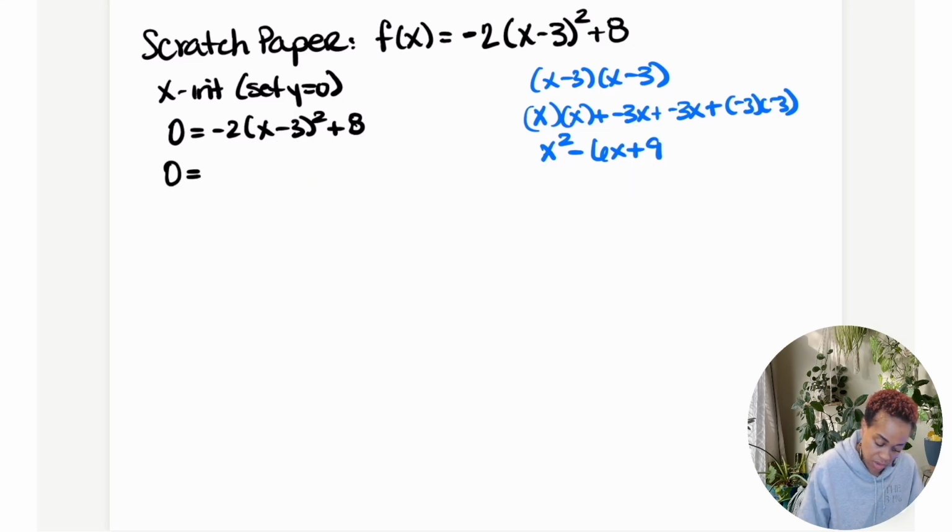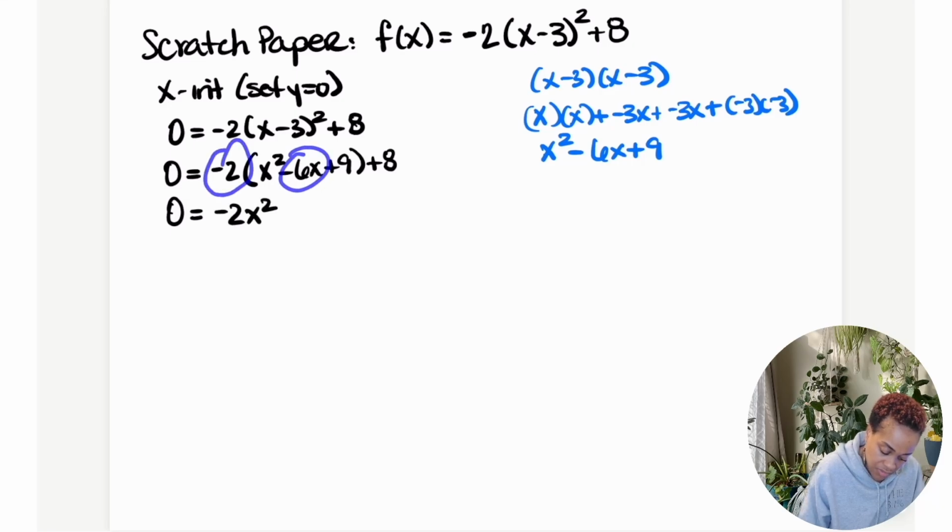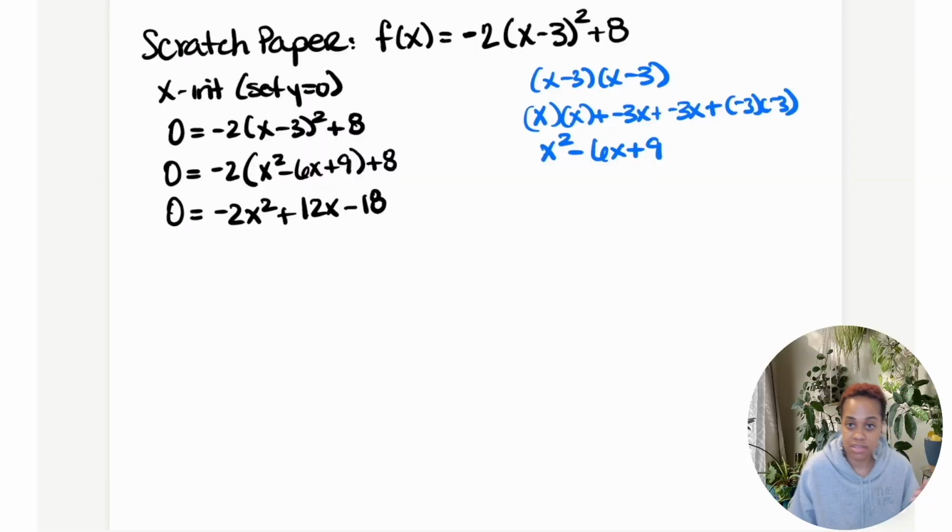So now we have 0 equals negative 2 times x squared minus 6x plus 9 plus 8. So far, so good. So what I did, I took this, I squared it by doing the FOIL method. When I did the FOIL method, I came out with that, okay? Now I can take the negative 2 times everything because that squared has gone away. So I have 0 equals negative 2x squared. We have a negative 2 times a negative 6x. That's going to be a positive 12x. And then we have a negative 2 times a positive 9, which is going to be what? A negative 18, because 9 times 2 is 18, right? And then let's add our plus 8. So far, so good.